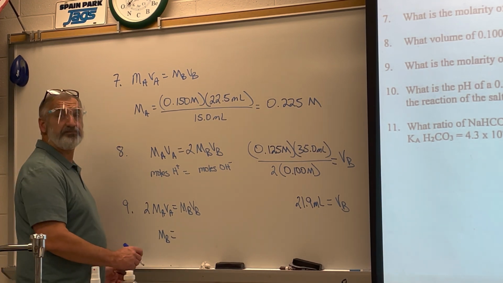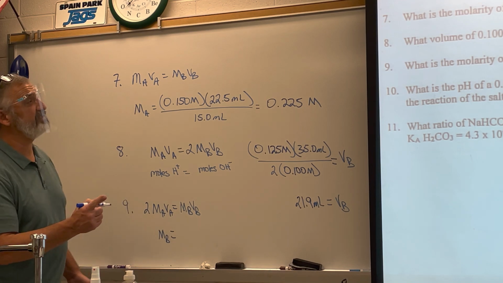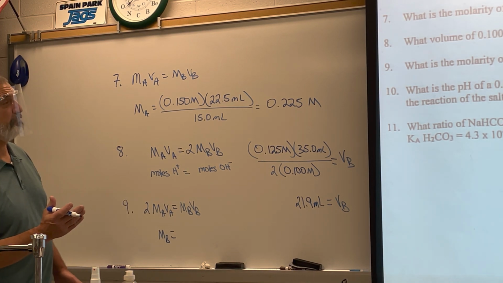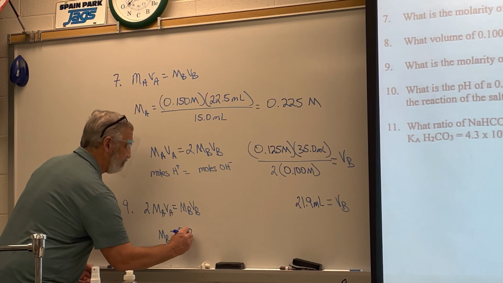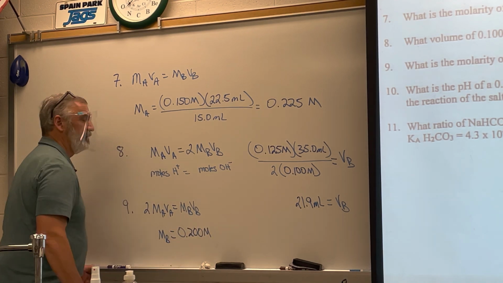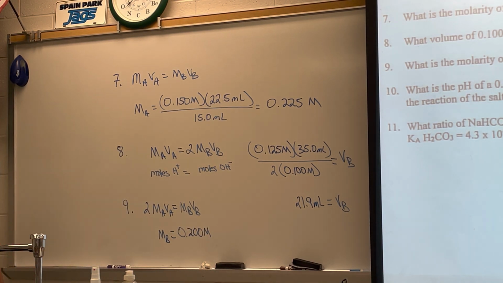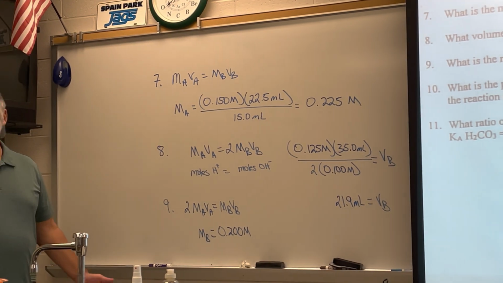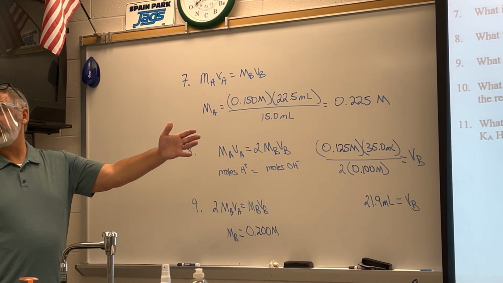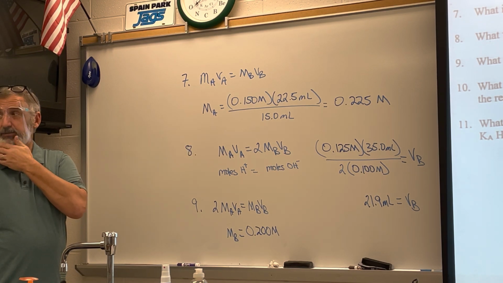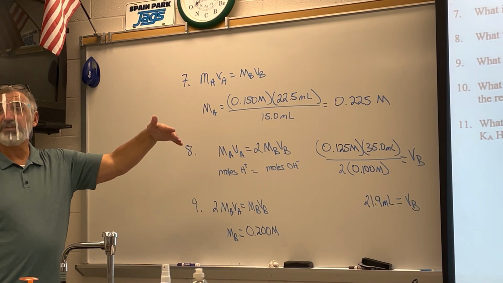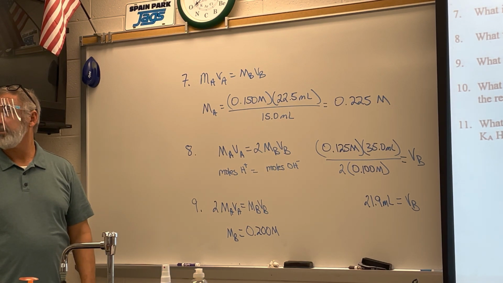Point 2. Okay, so we should again have 3 significant figures to come out to 0.200. Does everybody see why we need the 2? We're all good? Now I will tell you that 99% of the time, it's monoprotic, monobasic, it's just MaVa equals MbVb. Especially when you're doing a titration curve like we're about to look at, okay?